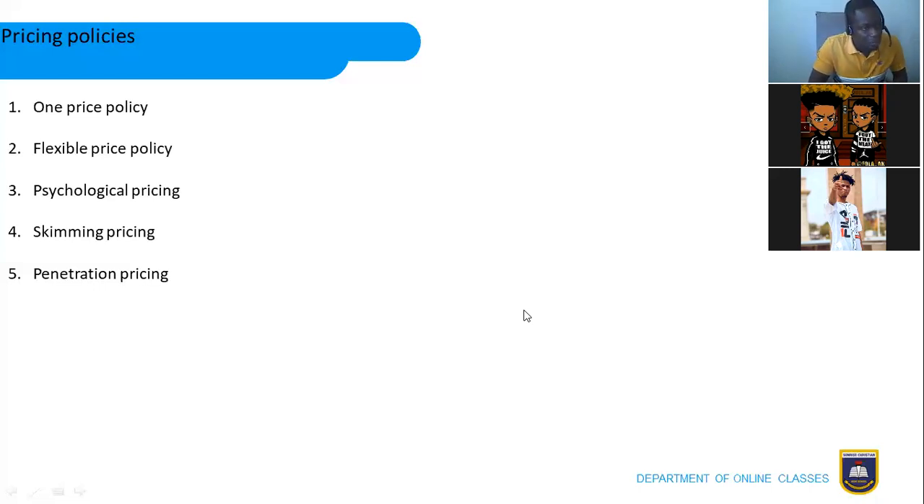Then the third one, but before the third one, please, any question on the first two? That's the one price policy and then the flexible price policy. Any question on that one before I move on to the next one?